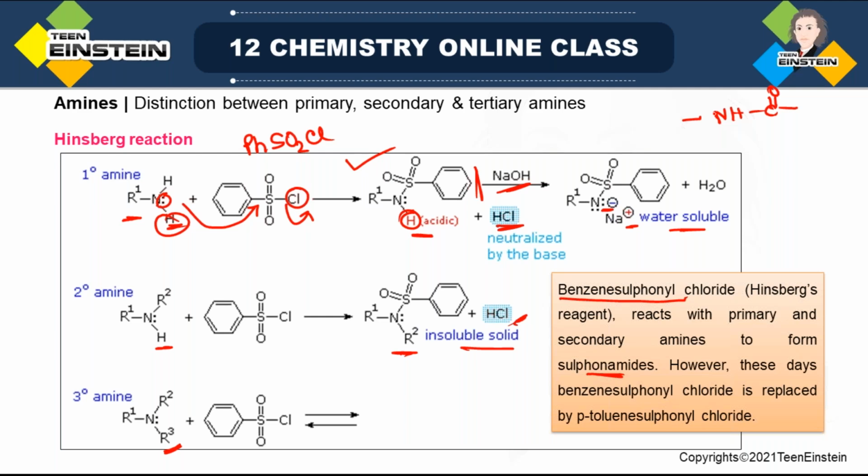Sulfonamide. Though nowadays this reagent is replaced by some other reagent, which is para-toluene sulfonyl chloride. It is actually the same, that is again a benzene ring with SO2Cl. That is the reagent used in older days, but now it is para-toluene sulfonyl chloride. Okay. So toluene has a CH3 group at the para position. So that is why it will be like this. Fine.